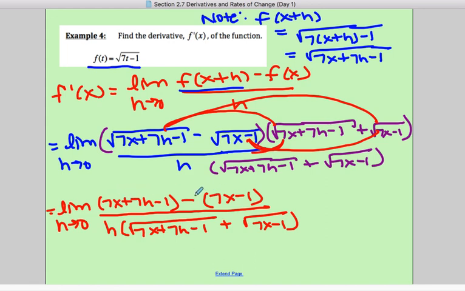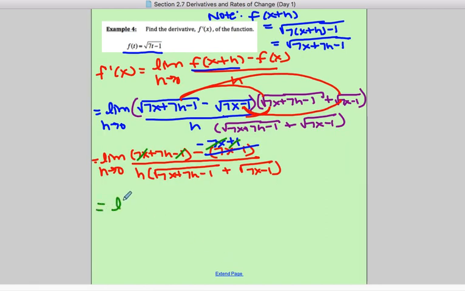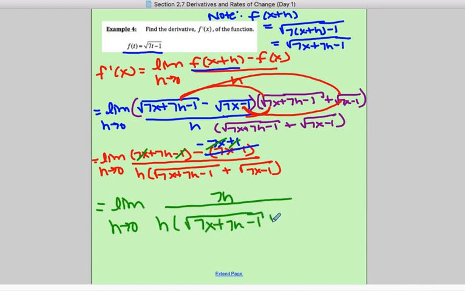Now my numerator, if I distribute out my negative, I would have negative 7x plus 1. And I should see that things will cancel. My 7x's will cancel and my 1's will cancel. So what I am left with is my limit as h approaches 0. I got 7h up top, then I got h, and then I got my square roots, 7x plus 7h minus 1 plus square root of 7x minus 1. I try and plug in 0 for h here. However, 0 times whatever this is would leave my denominator 0, which we can't have. But then I notice the h's will cancel.